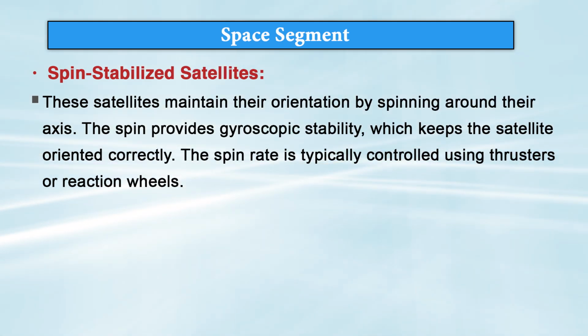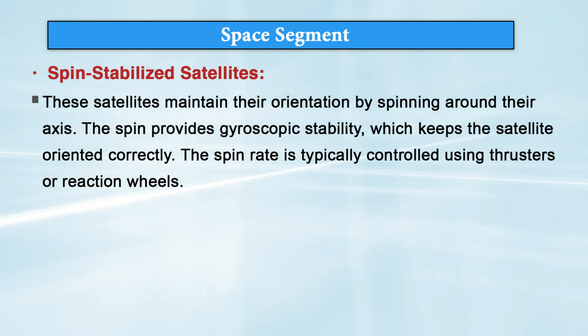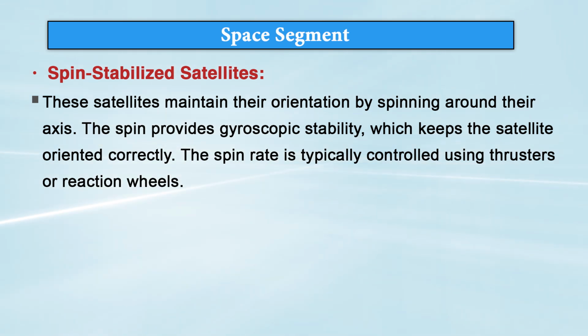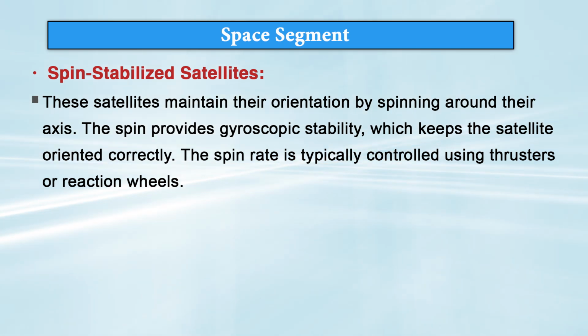One is spin stabilized satellite. These satellites maintain their orientation by spinning around their axis. Spin provides gyroscopic stability which keeps the satellite oriented correctly. The spin rate is typically controlled using thrusters or reaction wheels.